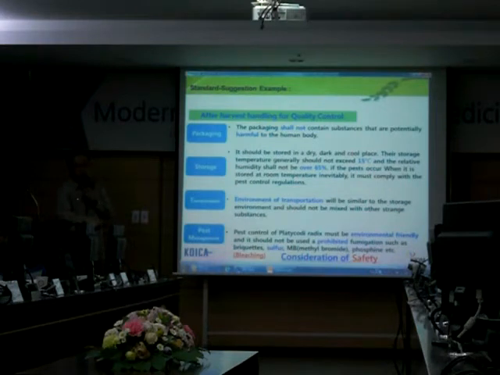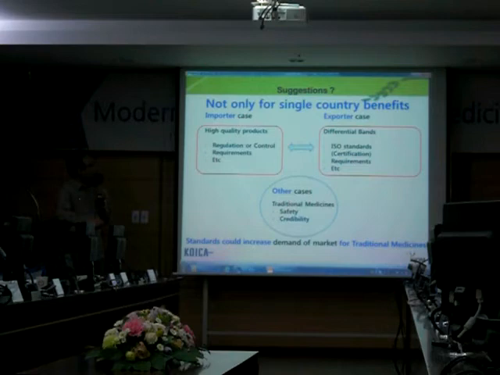That's why we need an international standard for this single item. So this is not only for a single country's benefit. In the import case, maybe Korea and Japan, we have to control the quality of the product. But in China's export case, they make a different brand: this is an ISO brand and certified item. That means they can get a higher price and earn much more money. And in other cases, we have to think about traditional medicine, safety, improvement, and credibility. So that's why I'm interested in standards. Could we increase the market demand for traditional medicine?